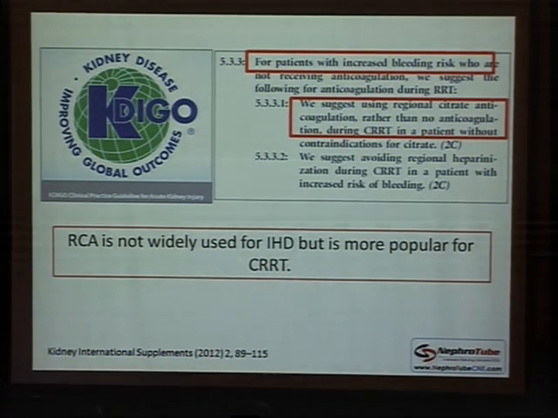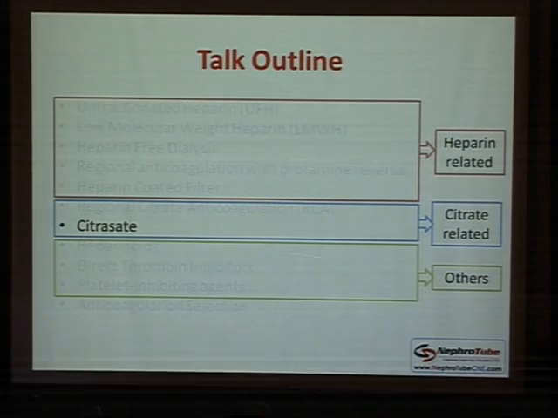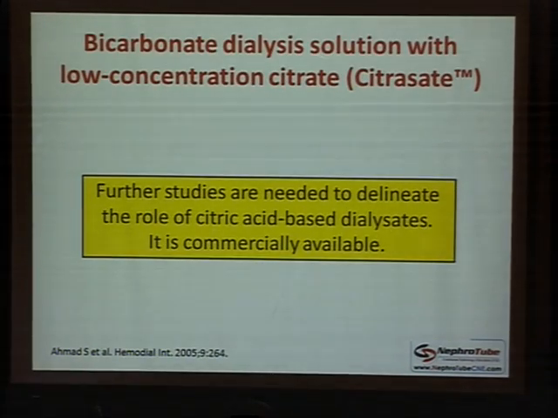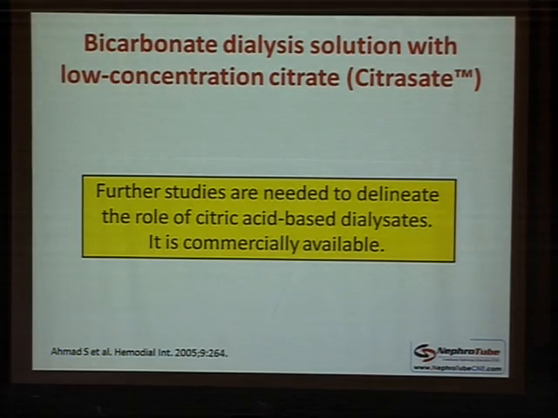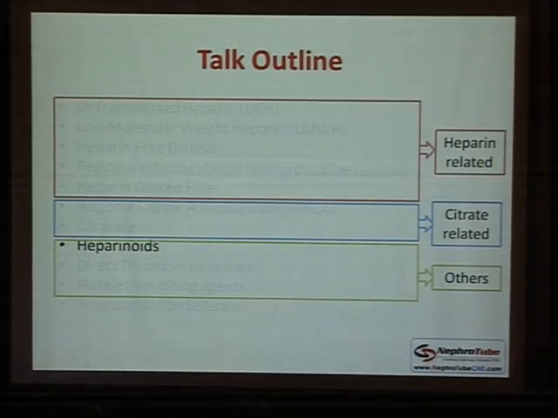Here also in European nephrology centers, there is experience with regional citrate anticoagulation. Citrasate is a bicarbonate dialysis solution with a low concentration of citrate. It is actually under study, and there are no good results regarding its use till now.